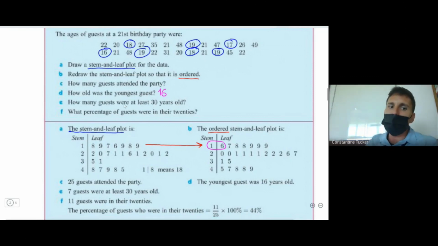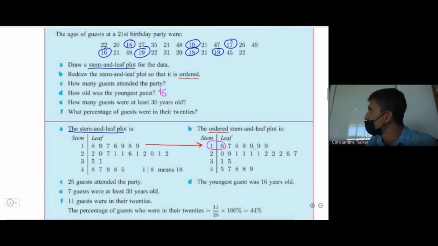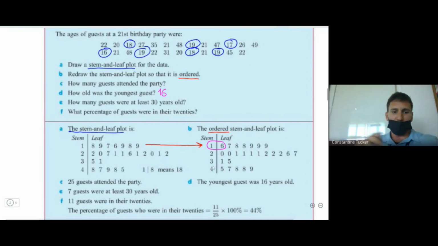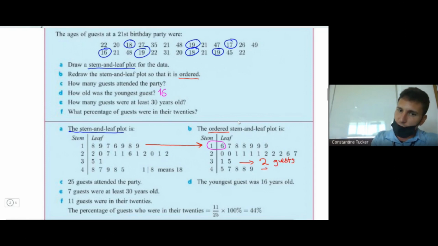Okay, now, how many guests were at least 30 years old? You see the 3? Yes. How many to the right? 2. How many guests were at least 30 years old? There you go. Exactly. So what you do here is you have 2 guests, and then underneath you have another 5 guests. So in total you have 7 guests.